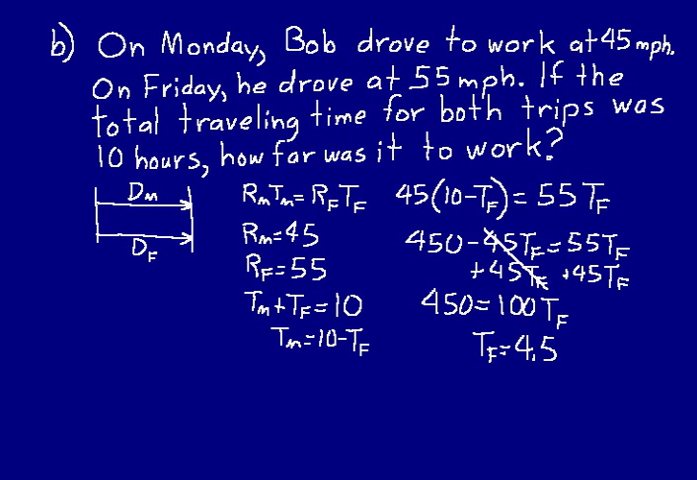Now if we multiply that by the rate on Friday of 55 miles per hour, we'll get the distance. 55 times 4.5. Now we have to multiply by the rate on Friday because we're talking about the time on Friday. We can't multiply by the rate on Monday. We can't say 45 times 4.5 because that goes with the time on Monday. Rate on Friday goes with time on Friday to get distance. And so we just do 55 times 4.5.